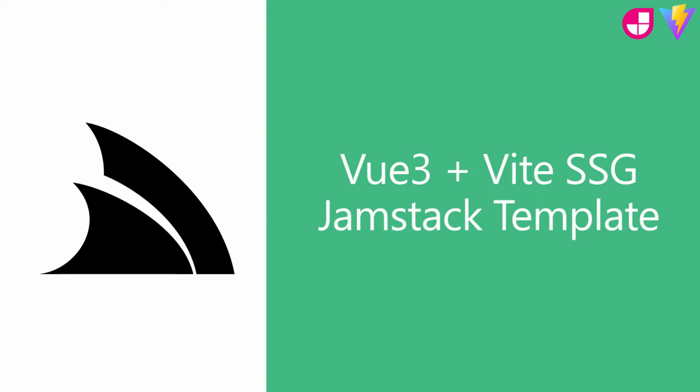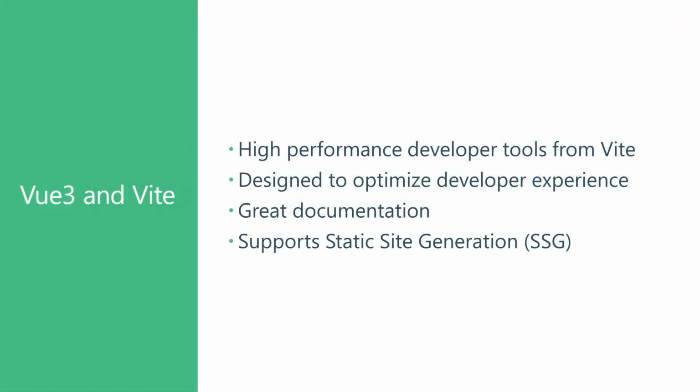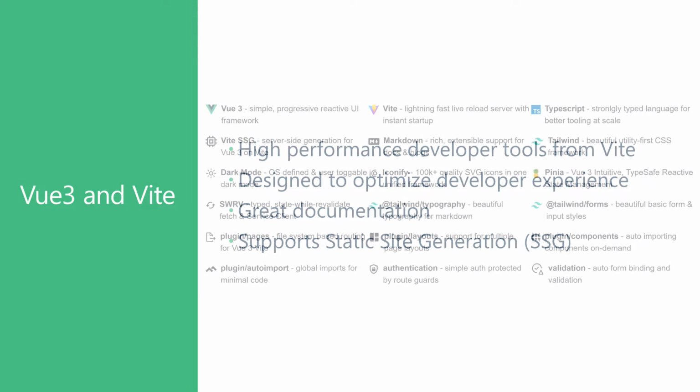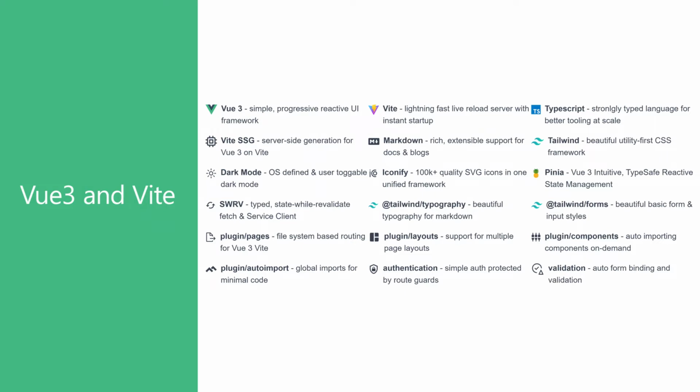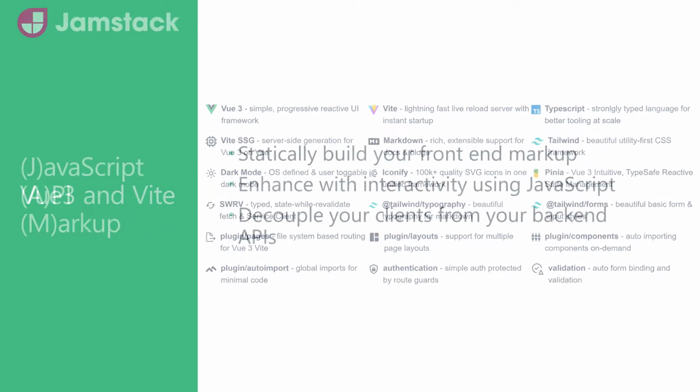The Vue SSG template brings the well-known and loved Vue framework together with the high-performance and rapidly growing developer tooling of Vite. Combined in this template with a curated list of plugins and integrations, we get an extremely productive static site generator, or SSG, that makes up the JavaScript and markup components of a great Jamstack application.